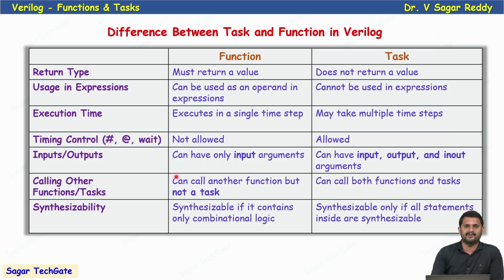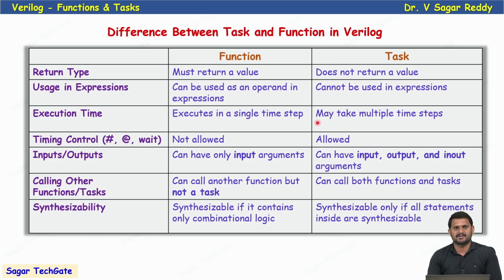So now here is the difference between the task and function. A function returns a value, whereas a task does not return a value. Clear? But a task can have multiple outputs. If you want multiple outputs from a task, we can declare multiple outputs. Whereas a function can return only one value, especially in Verilog, by using the function name. Uses in expression: we can use a function as an operand in an expression, but we cannot use a task in an expression.